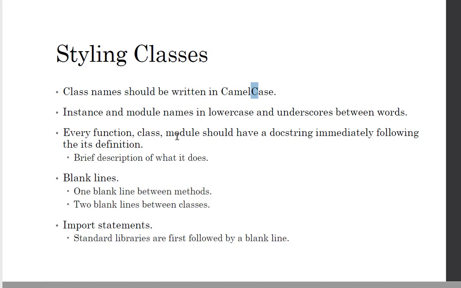Every function, class, and module should have a doc string. Make sure that they're there. I will dock you points. I will dock you 1 point for every doc string that is missing. It goes immediately following its definition, with a brief description of what that function or class does. Blank lines: 1 blank line between methods, 2 blank lines between our classes.